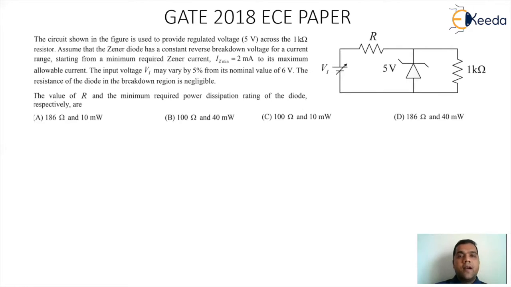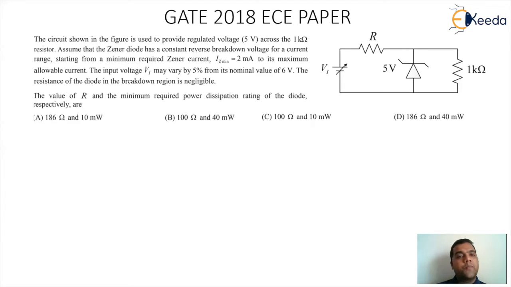Assume that the Zener diode has constant reverse breakdown voltage for a current range starting from minimum required Zener current Iz min equal to 2 milliampere to its maximum allowable current. The input voltage Vi may vary by 5% from its nominal value of 6 volt. The resistance of the diode in the breakdown region is negligible. The value of R and the minimum required power dissipating rating of the diode respectively are.